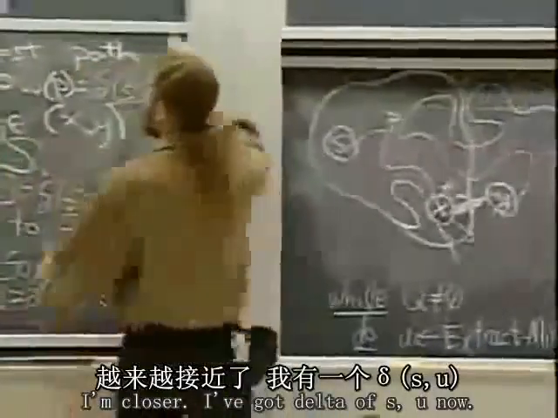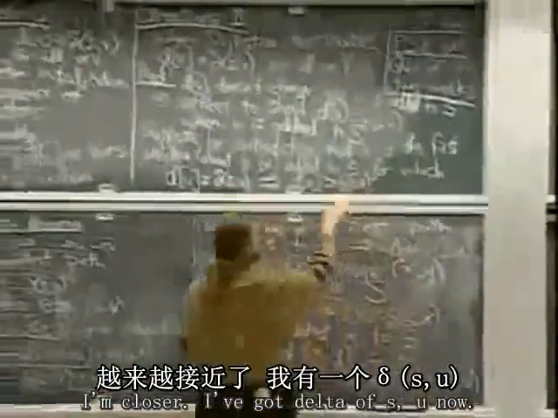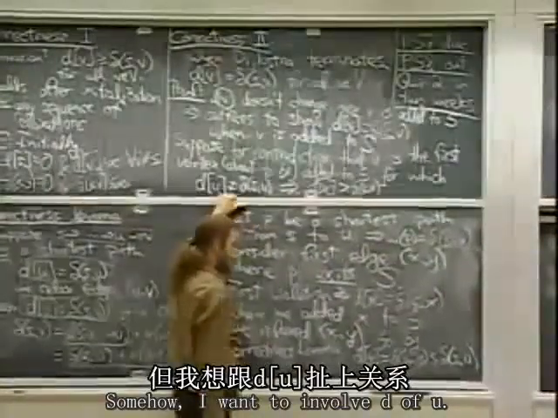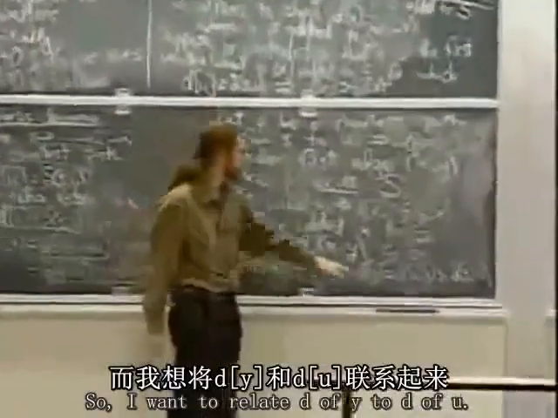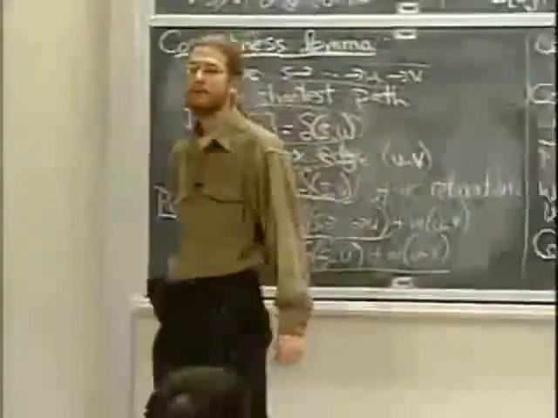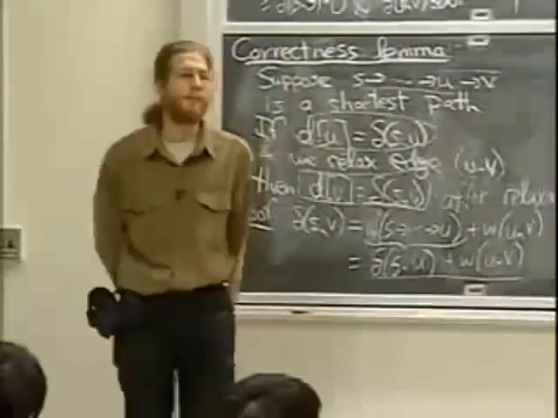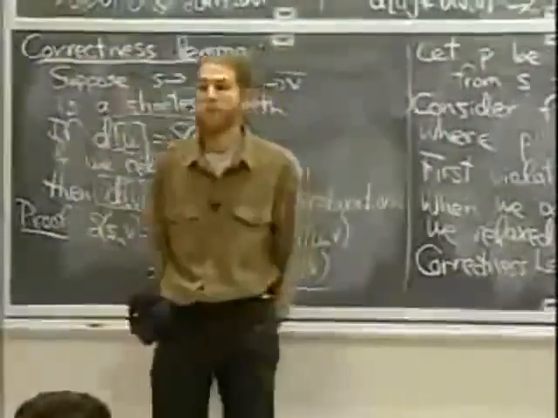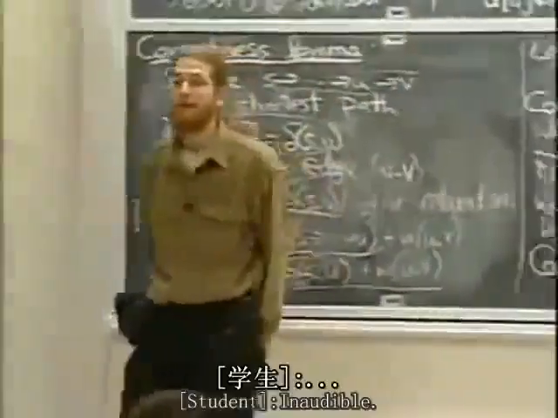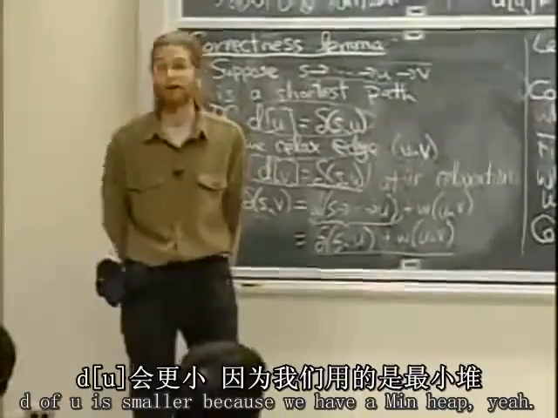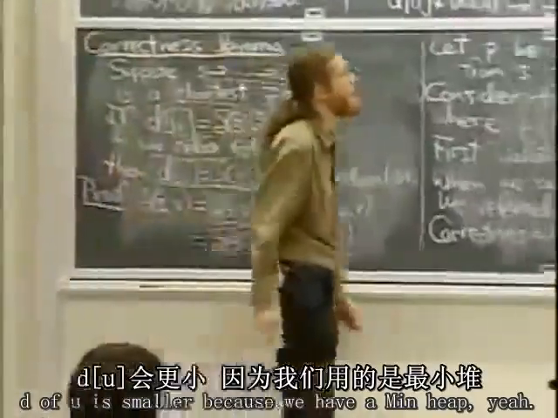Well, now I'm closer. I've got delta of s comma u now. Somehow I want to involve d of u. So I want to relate d of y to d of u. What do I know about d of u? Yeah, it's smaller, because we have a min heap. We always chose u.